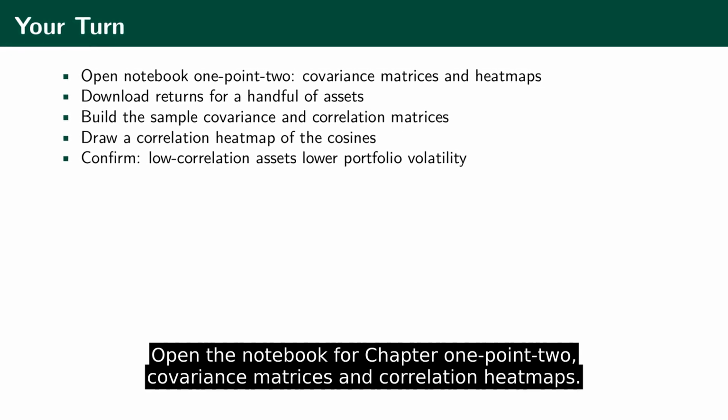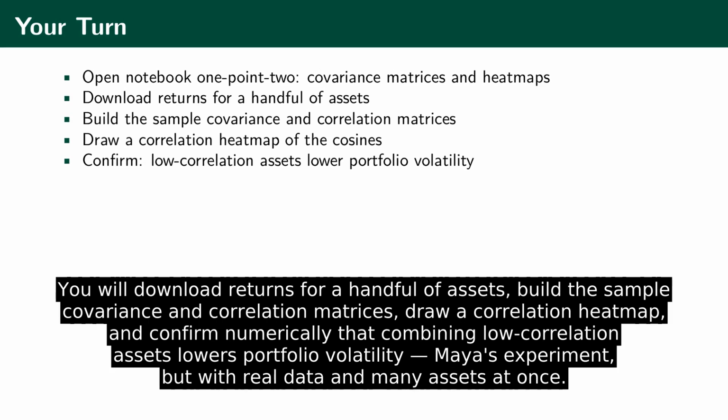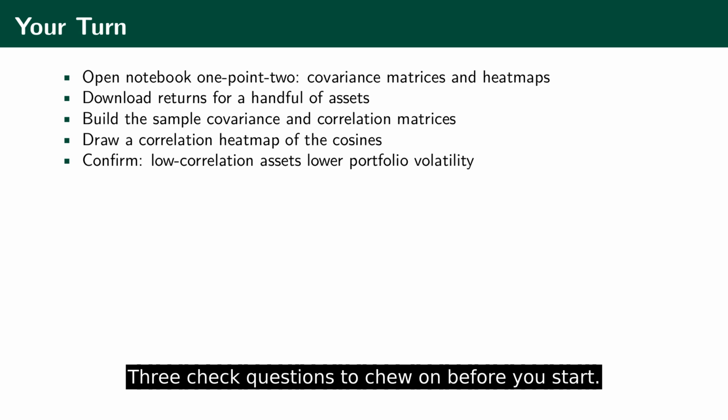Open the notebook for Chapter 1.2, Covariance Matrices and Correlation Heat Maps. You will download returns for a handful of assets, build the sample covariance and correlation matrices, draw a correlation heat map, and confirm numerically that combining low correlation assets lowers portfolio volatility. Maya's experiment, but with real data and many assets at once.